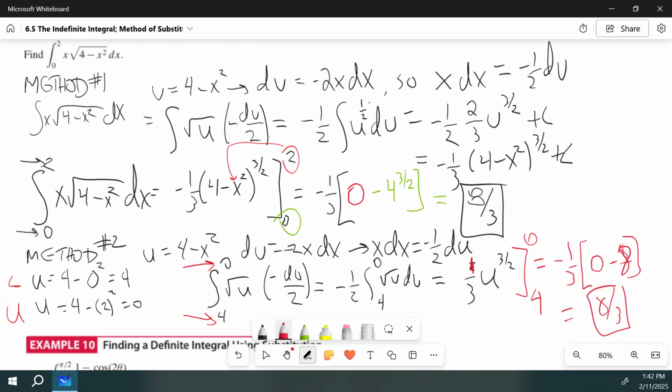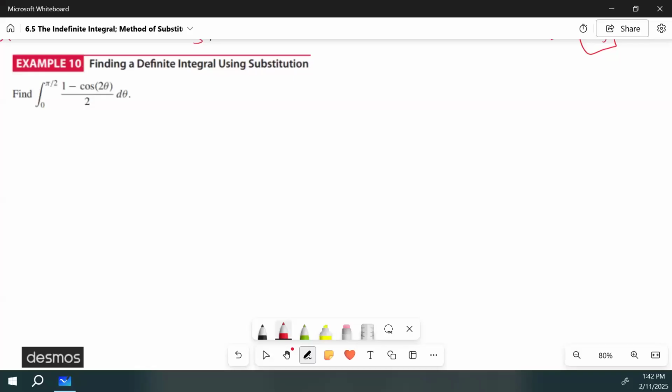So pretty cool, huh? So remember, when you're using substitution to find a definite integral directly, remember to also change the limits of integration because you will get different answers if you don't, and one of them is going to be wrong.